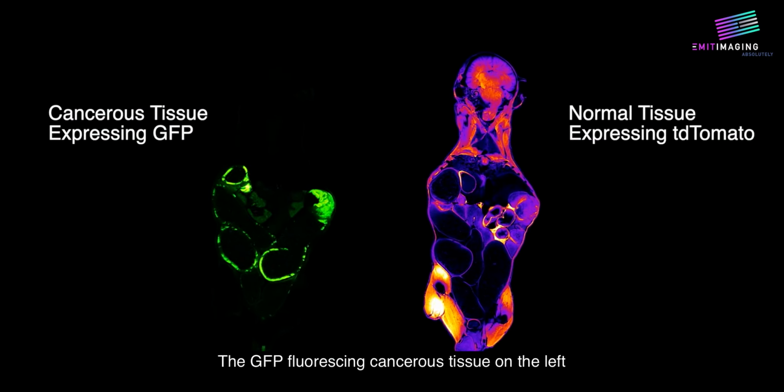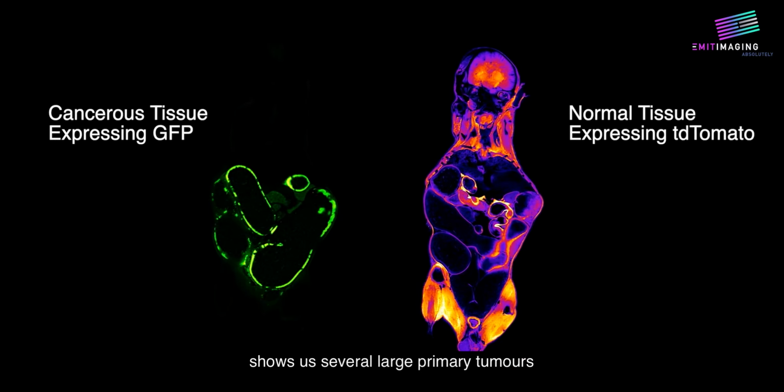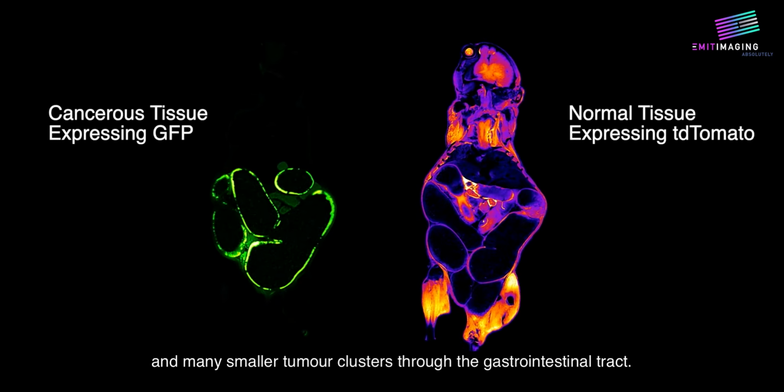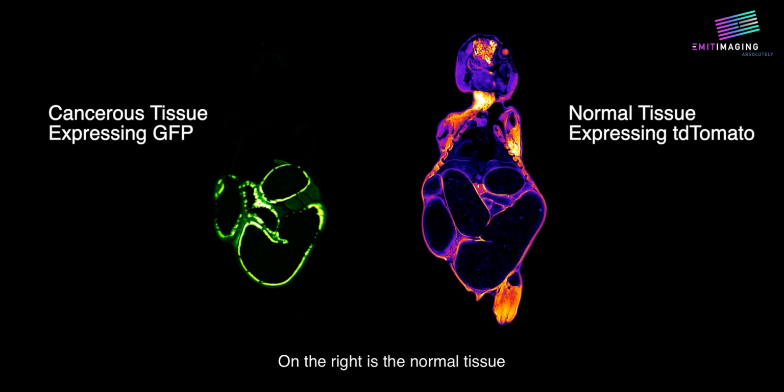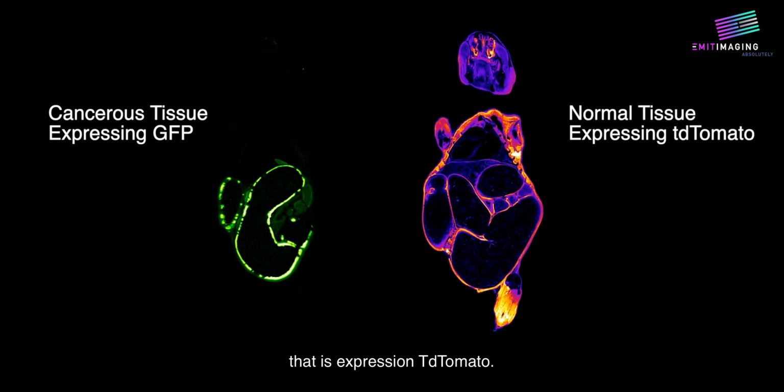The GFP expressing cancerous tissue on the left shows us several large primary tumors, and we see many smaller tumor clusters throughout the gastrointestinal tract. On the right is the normal tissue that is expressing tdTomato.